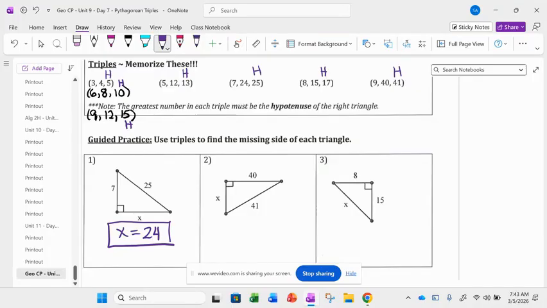All right, number 2. This is saying there's one leg that's 40 and the hypotenuse is 41. So I go back to my triples. Is there a triple where the hypotenuse is 41 and one of the legs is 40? Absolutely, the 9, 40, 41. So that missing side is 9.